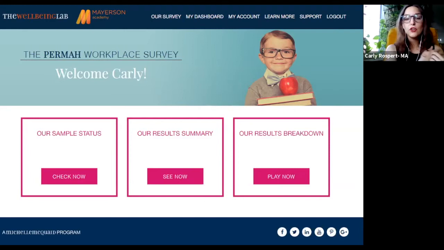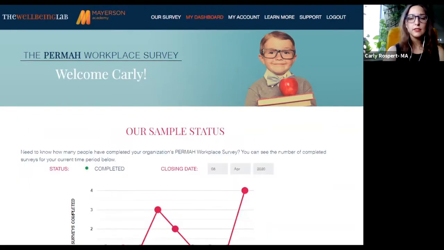The next is our results summary, and this is sort of a high-level look at organizational well-being. And then the last one is our results breakdown, and that's really where you can get in and filter some results and start to play around to see patterns and trends within your data. So we're going to start with our sample status.